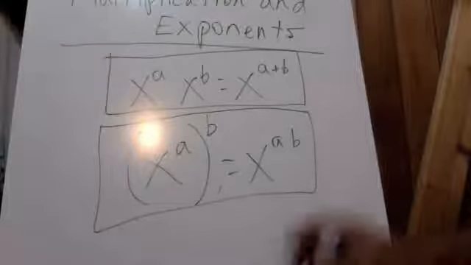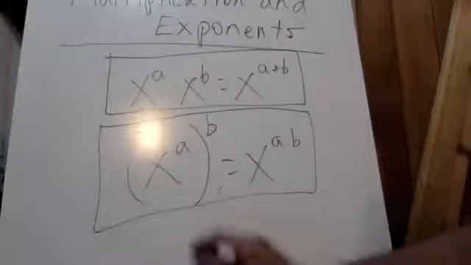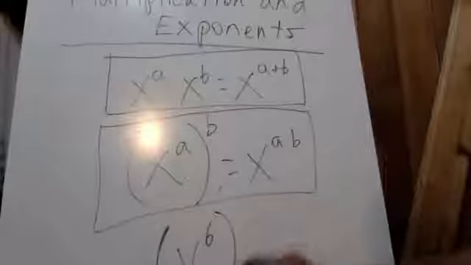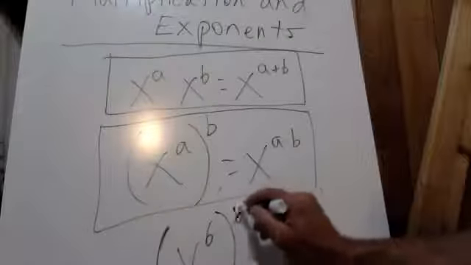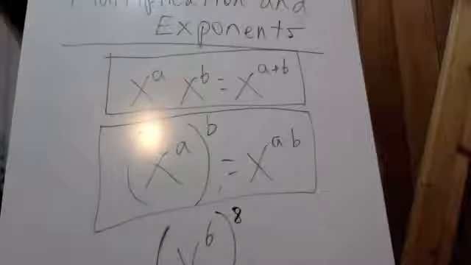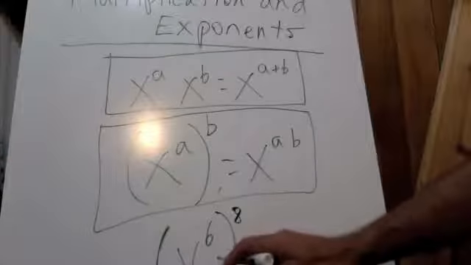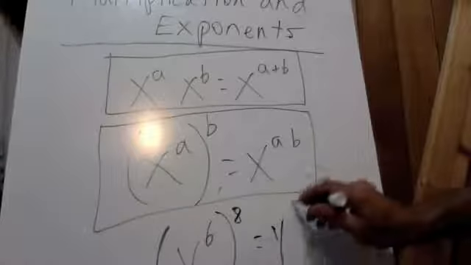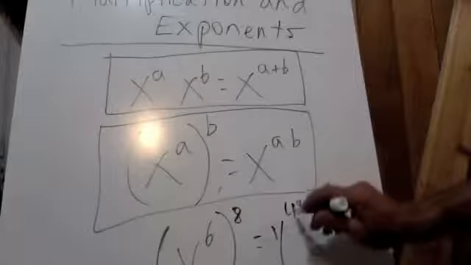Let's try a couple. What if I had y to the 6th to the 8th power? I'll stop here. You can just stop the tape and then give me an answer. What do you think it's going to be? Well, this one fits, of course, this rule. So you're going to get y to the 48th power.